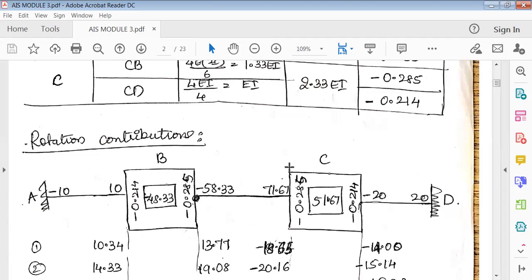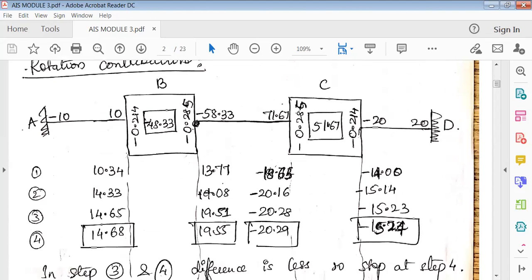All right. Similarly, 71.67. So again in C, left side of C is 71, right side of C is immediate left side of C, immediate right side of C. So it is 71.67 minus 20 is 51.67. So this and this you're supposed to add and write. Okay. Similarly here, this and this you're supposed to add and write in the small square. Okay. So later I'll tell you how to do these iterations.